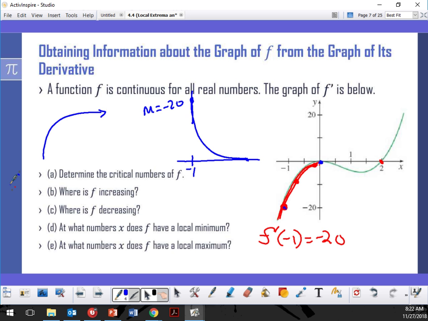Is that still positive slope? Yeah. It's still going up, right? Yeah. But now it's increasing at a decreasing rate. At a decreasing rate. That makes sense. I get it.